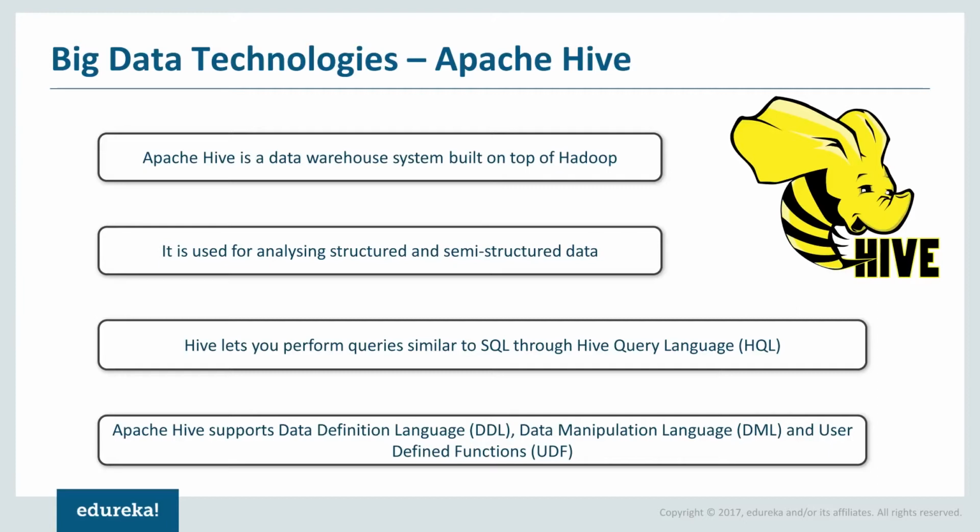Hive lets you perform queries similar to SQL through Hive query language, that is HQL. So Apache Hive supports DDL, DML, and user defined functions, just like our stored procedures. So what Hive did was it enabled people who knew databases, who knew SQL queries, to just continue their job as they were doing with RDBMS, but the same query would work on big data. So how easy is this? So that is why Hive became famous. So this is all about the big picture of Hive.